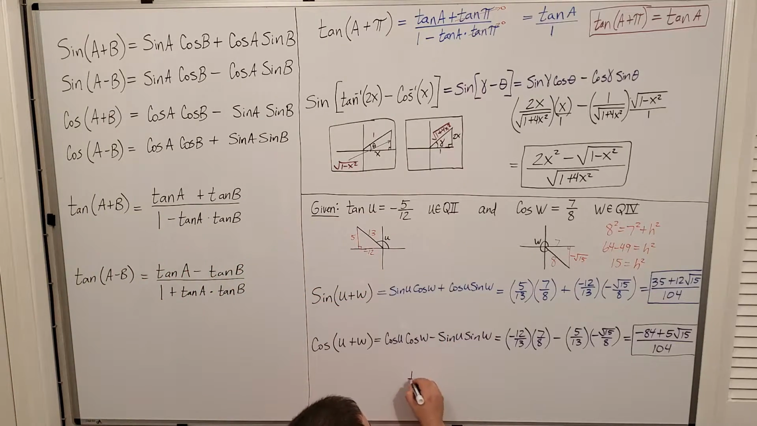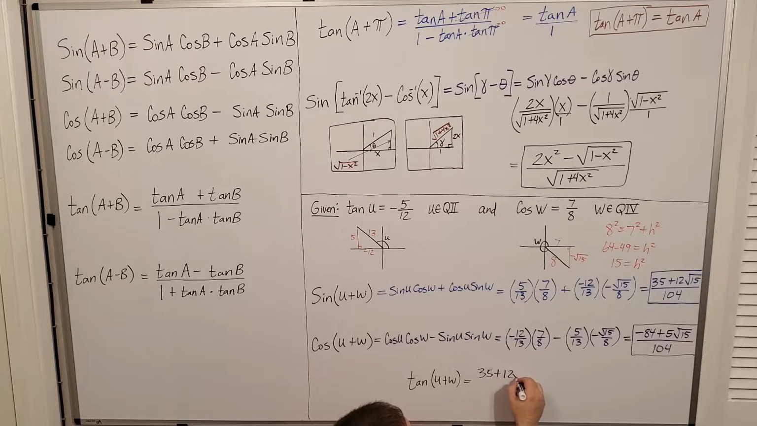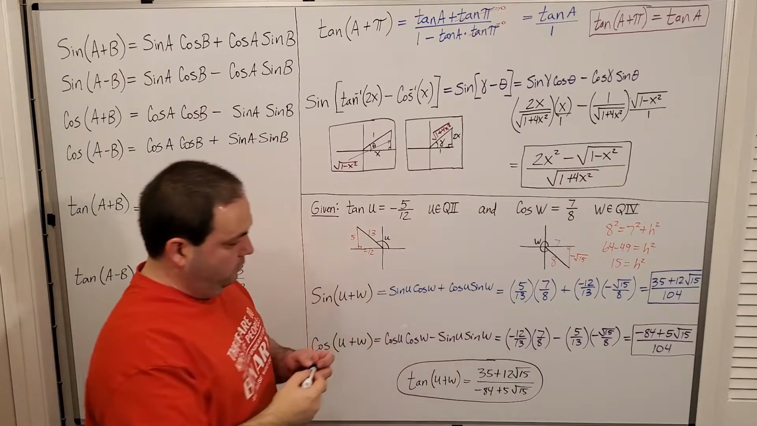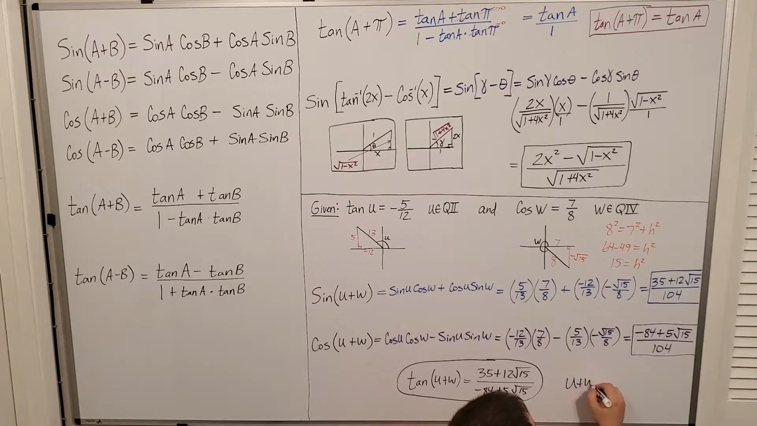I can easily say that tangent of u plus w without doing the formula is just that one divided by that one. So that's 35 plus 12 square root of 15 over negative 84 plus 5 square root of 15. Right? Because the 104s, when you divide, you'd flip and multiply. The 104s would eliminate. Okay? So it'd be very easy to find the rest of the trig ratios from those. And I also know that, as I said, u plus w exists somewhere in quadrant 2.